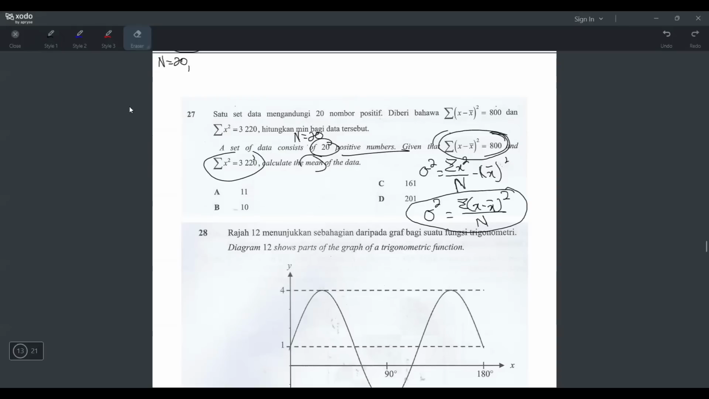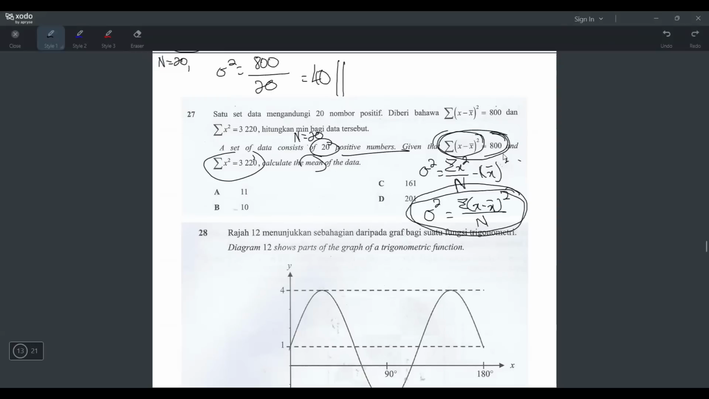Okay, let's find the variance because we already have this, right? So we can just use this formula. So we can find our variance now. Just take 800, divide by n, which is 20. And you straight away get your variance, 40, right? But they want to find the mean, right? So what will I do now?